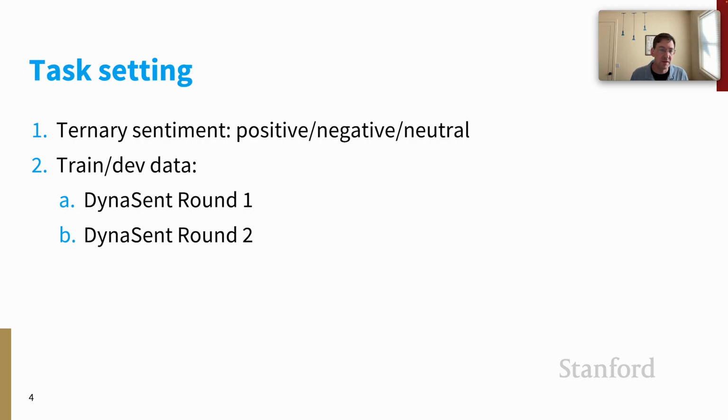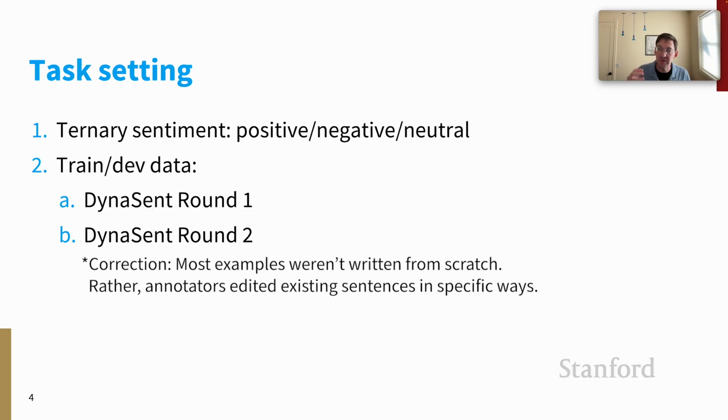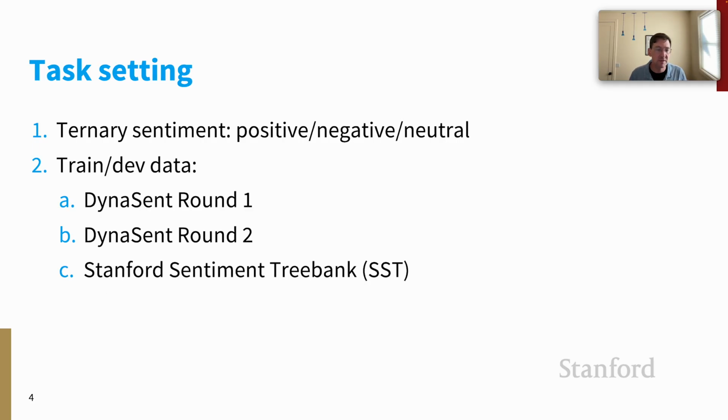Dynasent Round 2 is a somewhat smaller data set that consists of examples that were written from scratch by crowd workers in an effort to fool a top performing sentiment model. And again, they were validated separately by crowd workers. And then the Stanford Sentiment Treebank is a classic sentiment data set. It's released in a 5-label format, and we have reformatted it slightly to conform to the ternary sentiment specification. So those are resources that you have available to you for training and development.